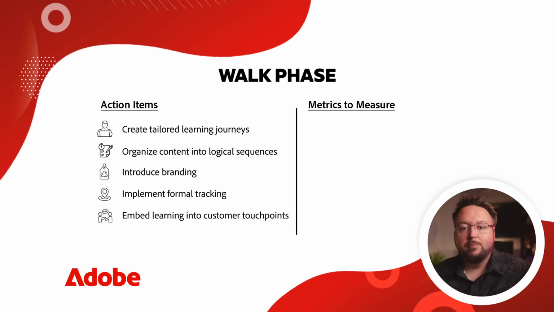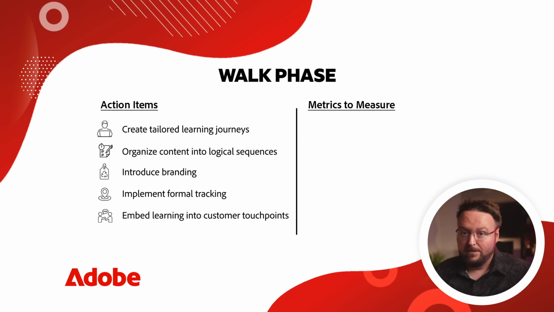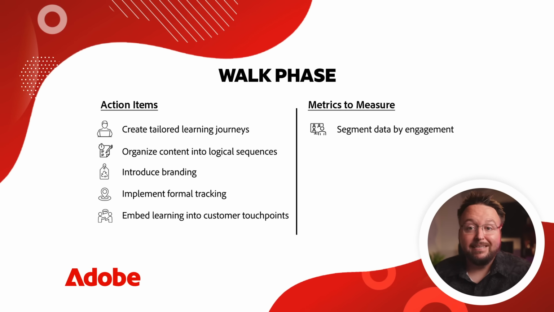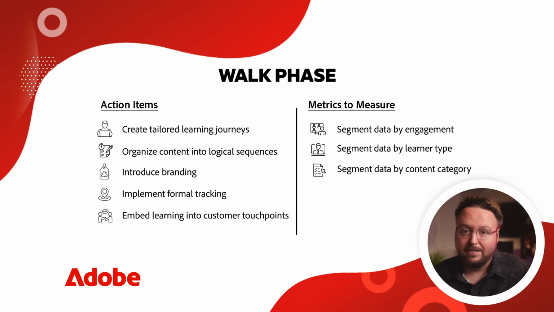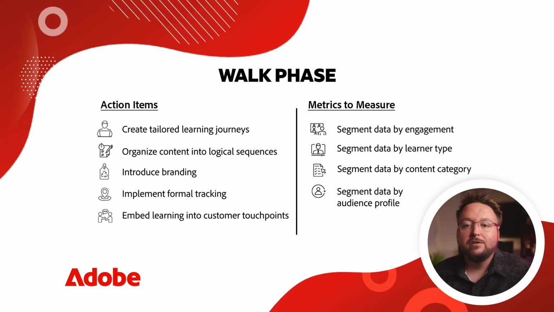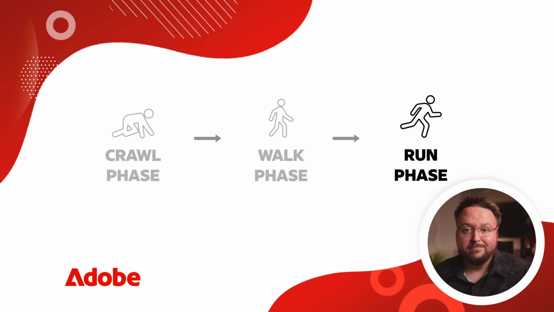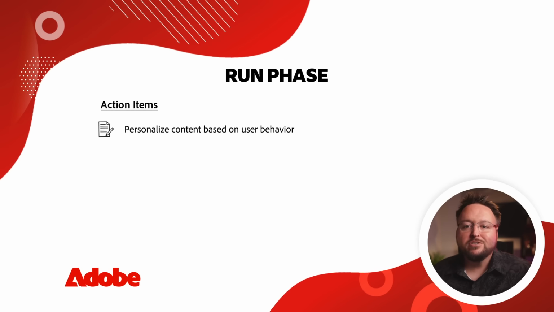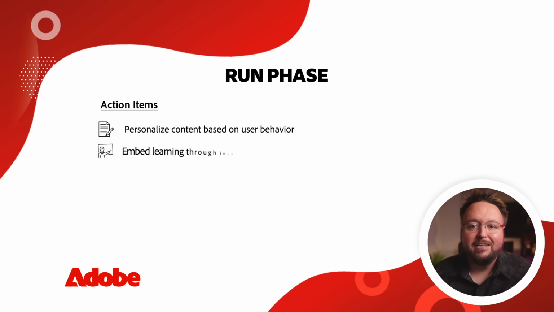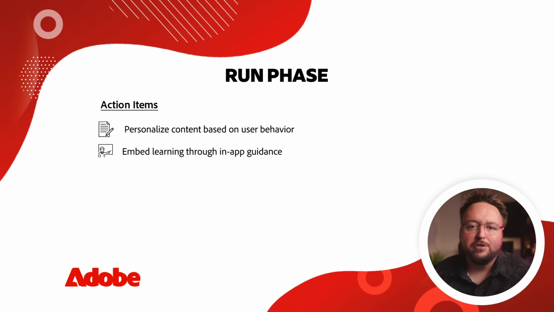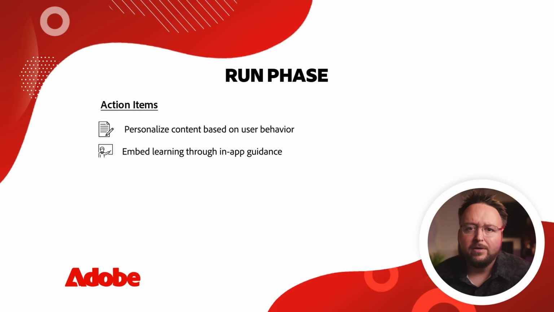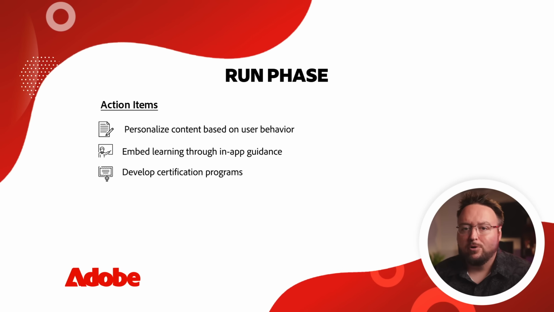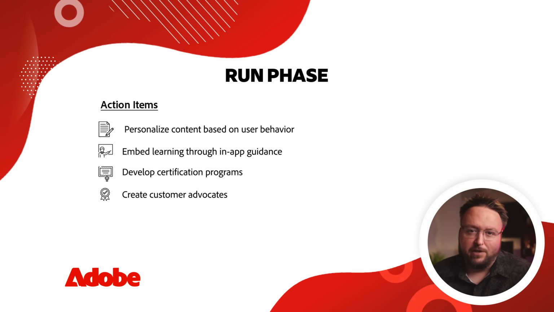Your measurement capabilities grow more sophisticated in the walk phase as well. You can now segment engagement data by learner type or content category, seeing which audiences respond to which approaches. You begin connecting learning activities to business outcomes more directly. The run phase. At this point, your program is a well-oiled machine. You're personalizing content based on user behavior and embedding education throughout the customer journey with in-app guidance and contextual help. You're also developing certification programs that can create customer advocates for life.